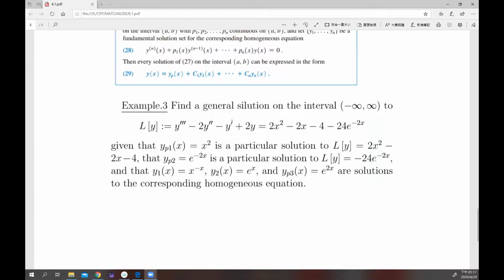Now, in this section, since we're looking at higher order, it's a little more confusing, a little more challenging to solve for the particular solutions and the homogeneous solution. Right? So in this section, a lot of the times they will be given to us, the particular solutions and the homogeneous solution. Right? So let's solve them together.